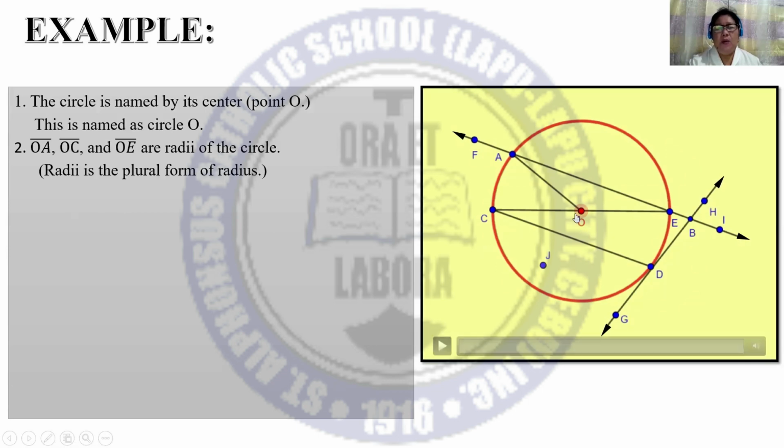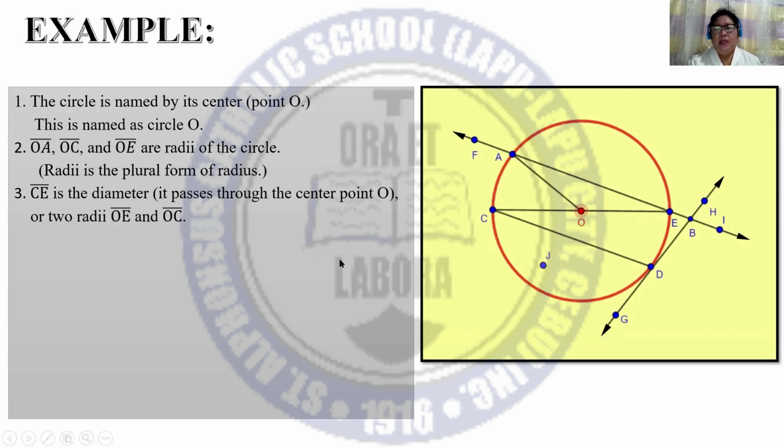Then segments OA, OC, and OE are examples of radii of the circle. Radii is the plural form of radius. Then we have segment CE, which is the diameter. It passes through the center point O, or two radii, OE and OC. We have CD, which is a chord.